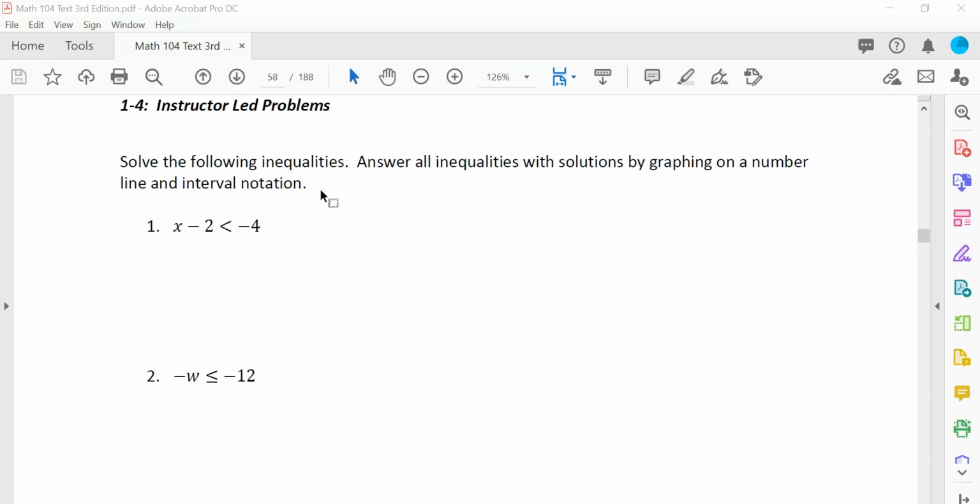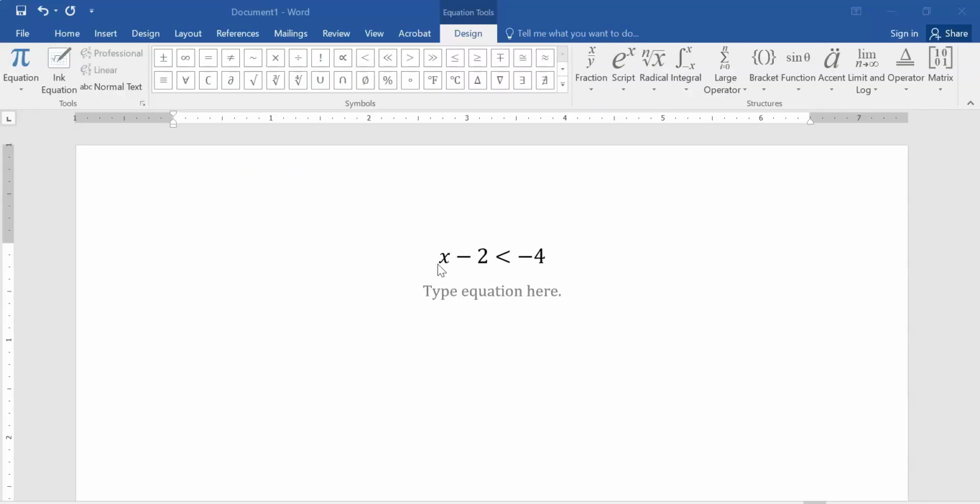And I'm going to show you that basically the idea of solving the inequalities is the same format as what we solve equalities. So when we have the equal sign, except for that little trick that when we multiply or divide both sides by a negative number, we have to flip the sign. Okay? So let's start with x minus 2 less than negative 4. So we have here x minus 2 less than negative 4.